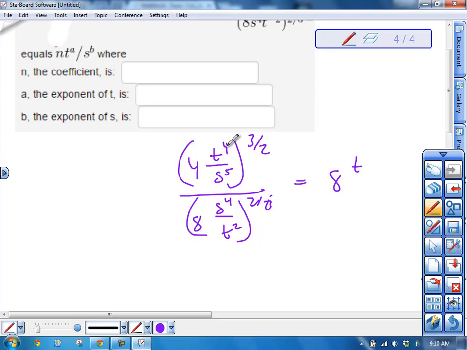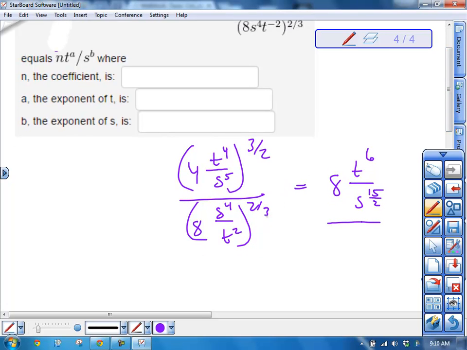T to the 4 times 3/2 gives you 6. And then 5 times 3/2 gives you 15/2. And that's all over. And I'm going to do the same thing in the bottom here. This is 2/3, so I'm going to bring the 2/3 down to everything. So 8 to the 2/3 gives you 4. And then 4 times 2/3 gives you 8/3. So the s to the 8/3 divided by t to the 4/3.